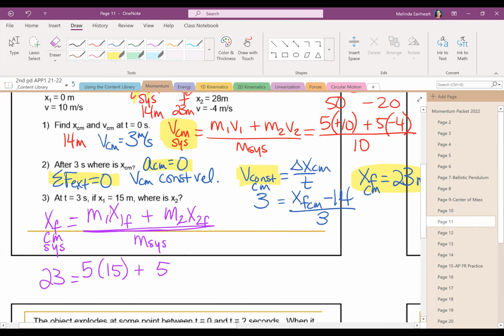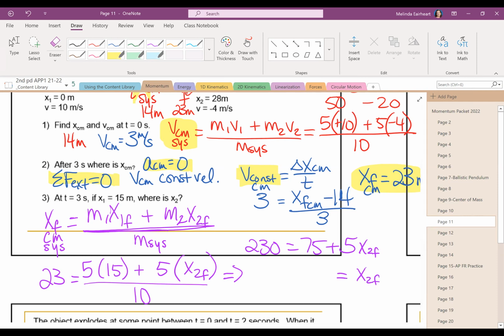Oh yeah, you'll need calculators. Second mass is also 5. And this is the final position that we're looking for for object 2, divided by the system mass. You can reduce it or just multiply both sides by 10. So we would get what? 230 equals 75 plus 5 times what we're looking for. So 230 minus 75, divided by 5. Let me know what you get.